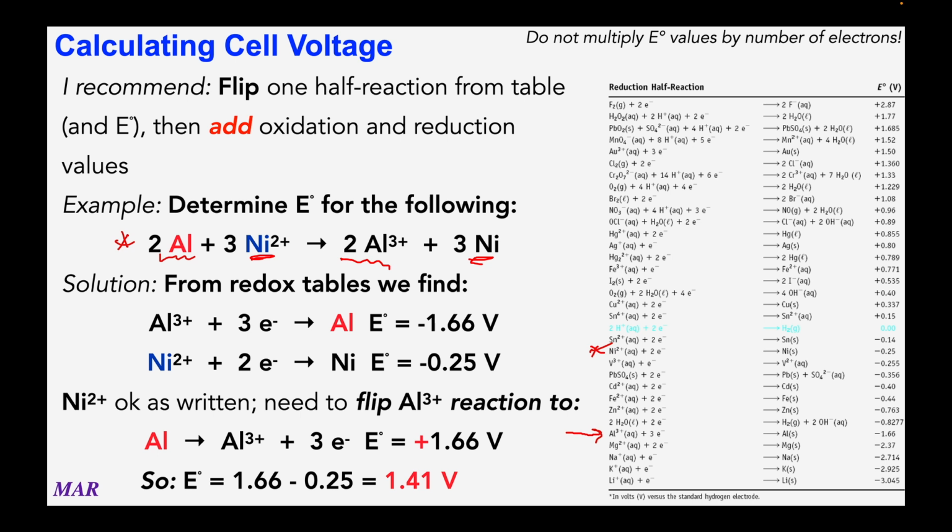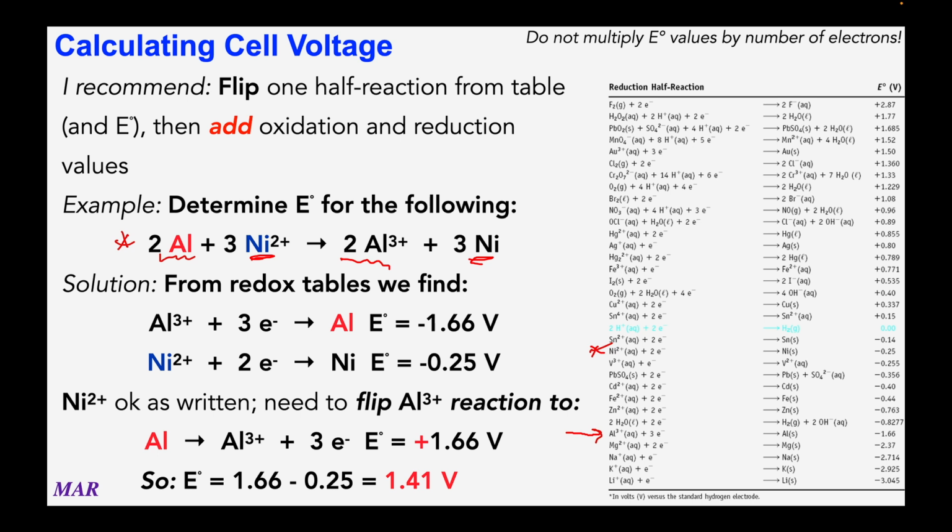1.41 volts is the cell potential of this reaction. So that would be, I'd call it Michael's method, if you will, for calculating cell potentials. I make the half reactions look like our desired reaction in order to see what the cell potential is.